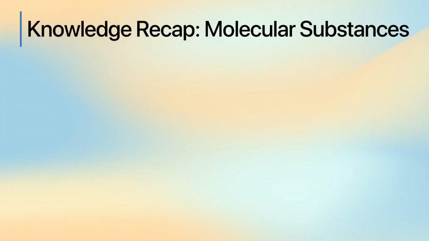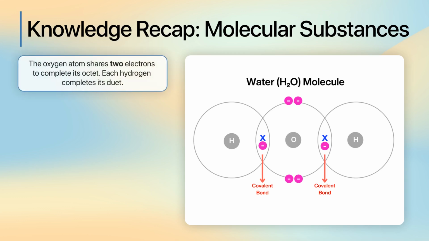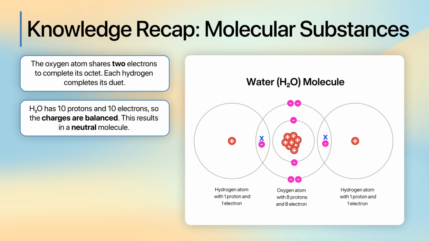For example, consider a water molecule. In a water molecule, each hydrogen atom shares one electron with the oxygen atom, forming two covalent bonds. The oxygen atom, with 6 valence electrons, shares 2 electrons, one with each hydrogen, to complete its octet, while each hydrogen completes its duet. In water, there are a total of 10 protons, 2 from hydrogen and 8 from oxygen, and 10 electrons. This balance of charges results in a neutral molecule.